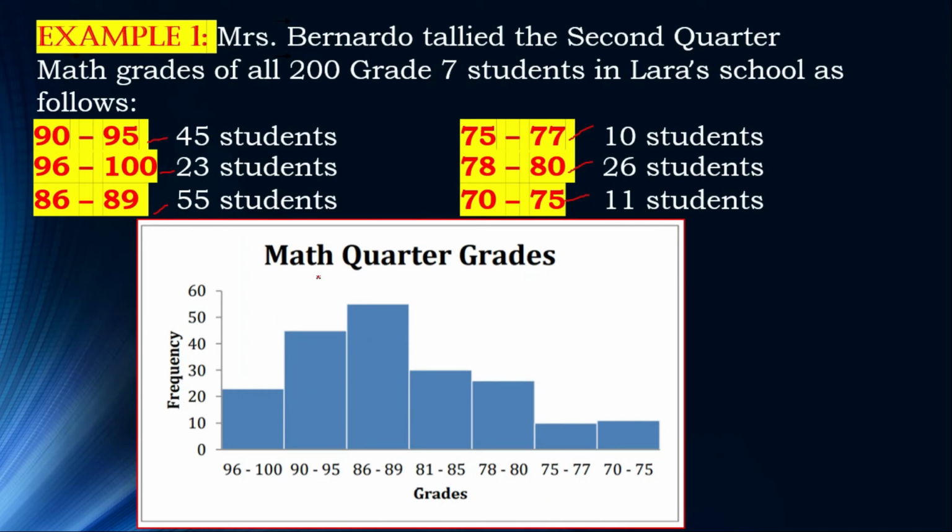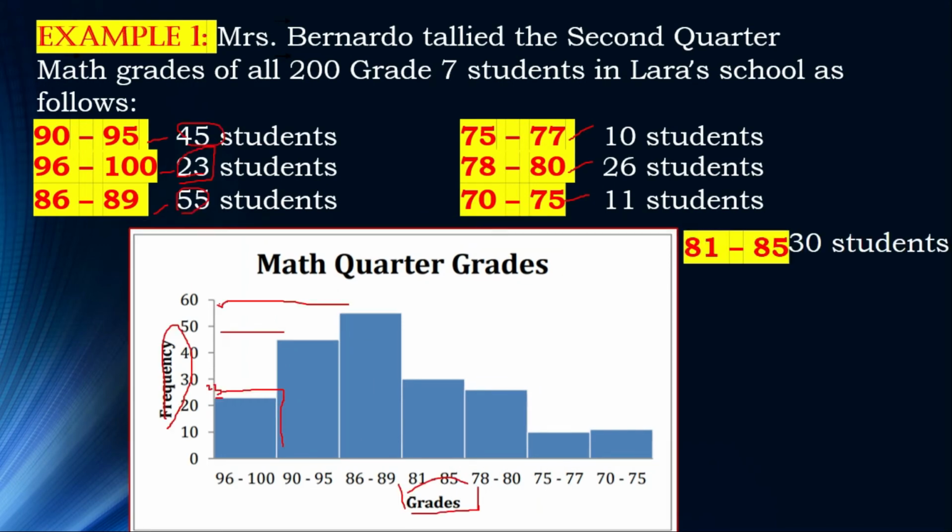Tulad ng sinabi ko kanina, ang histogram, so idagdag natin dito yung 81 to 85. So hindi nakalagay kanina. So 81 to 85, meron tayong 30 students. Ayan. So yung 81 to 85 na class interval dito, nakatapat siya mismo sa 30. Okay? Nakatapat siya mismo sa 30. And next is, ilang estudyante naman ang may grade na 78 to 80. So meron tayo ditong 26 students. So lagpas siya konti ng gitna ng 2025. So isa lang, it's 26.